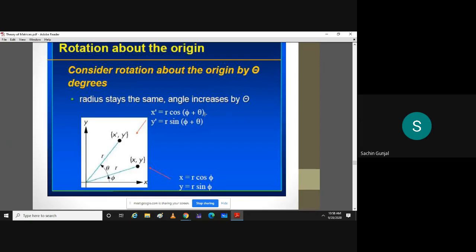What about y dash? Y dash is equal to r times sine of phi plus theta. What is sine of a plus b? Sin a cos b plus cos a sin b. So r into bracket sin phi cos theta plus cos phi sin theta.